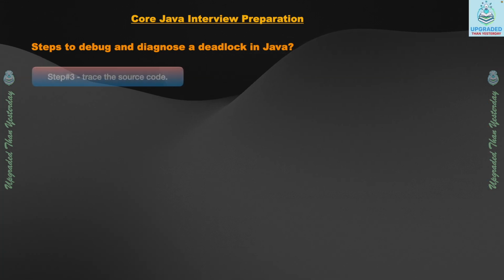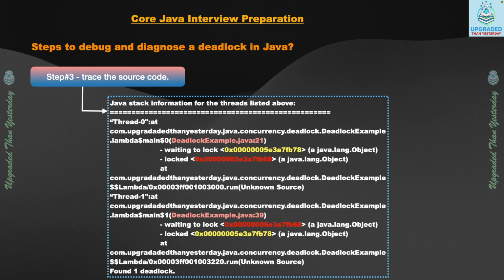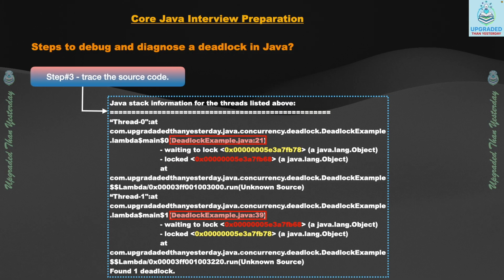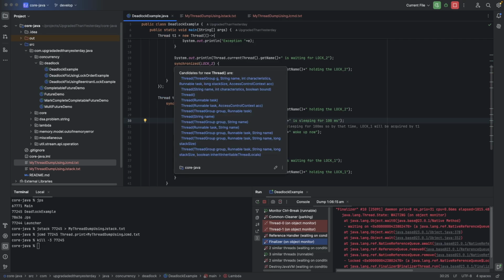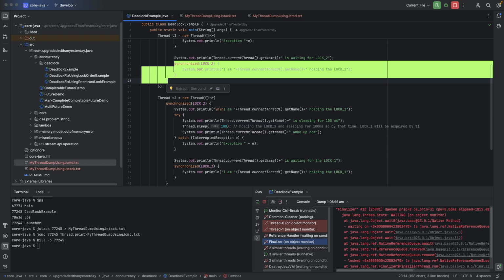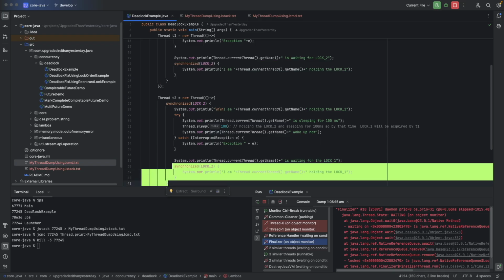Till now we have analyzed and identified the cycle. Now we need to identify the source code where the deadlock is happening. Look at the log where we have identified the cycle. There it has clearly mentioned the name of the Java file with the line number. Lines 21 and 39 of the Java file are causing the deadlock. Look at the code. Lines 21 and 39 both are nested synchronized blocks and waiting for the lock that is yet to be released.